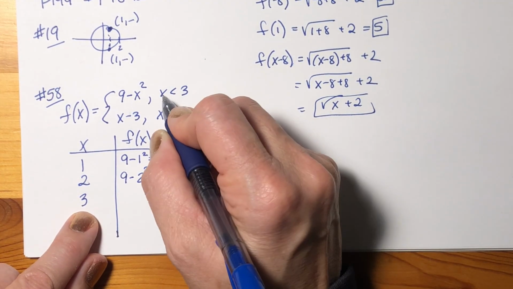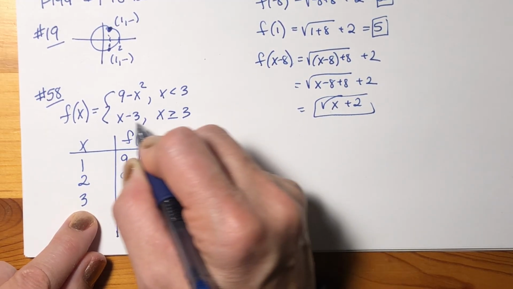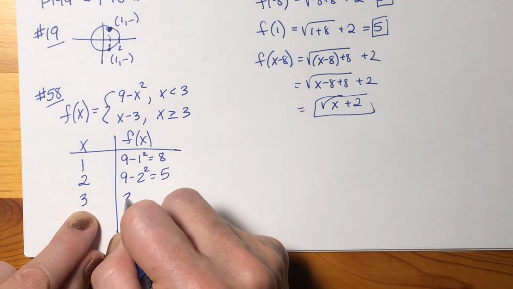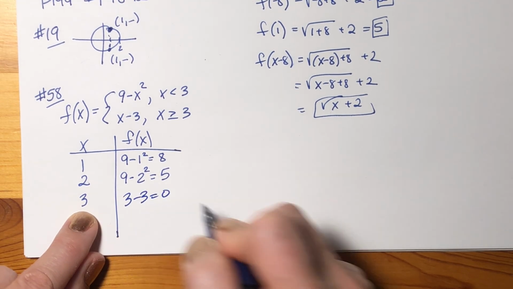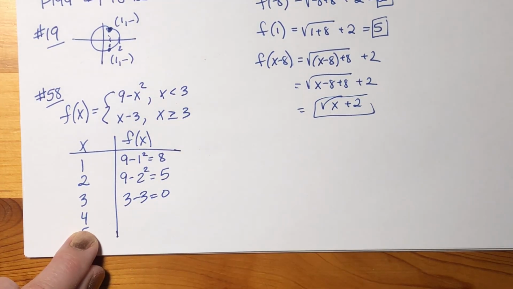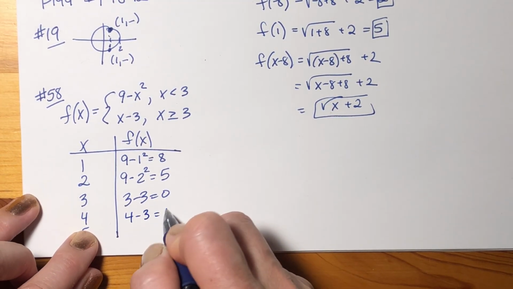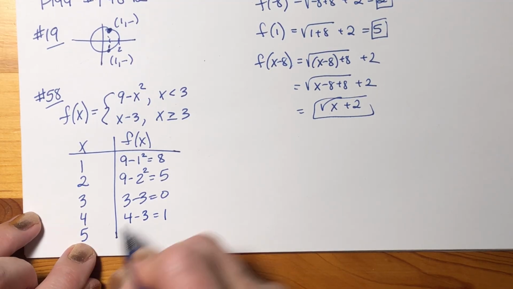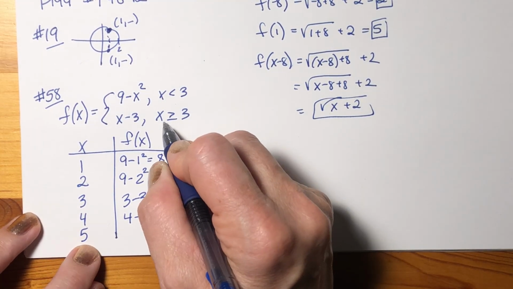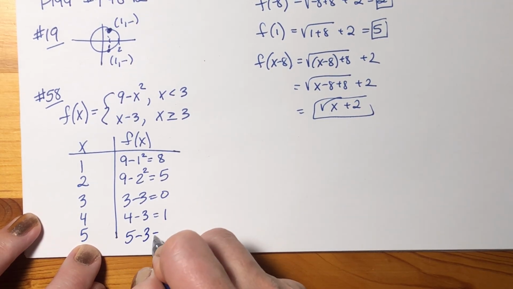3. Okay, 3 is not less than 3, but 3 is greater than or equal to 3. So I'm going to use this second one. 3 minus 3 gives me 0. This one, 4. 4 is greater than or equal to 3. So I have 4 minus 3, which is 1. And this one, number 5. Let's see, 5 is greater than or equal to 3. So therefore, I use the second one, which is 2.